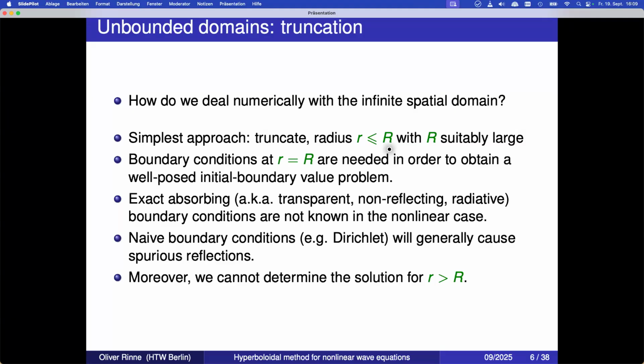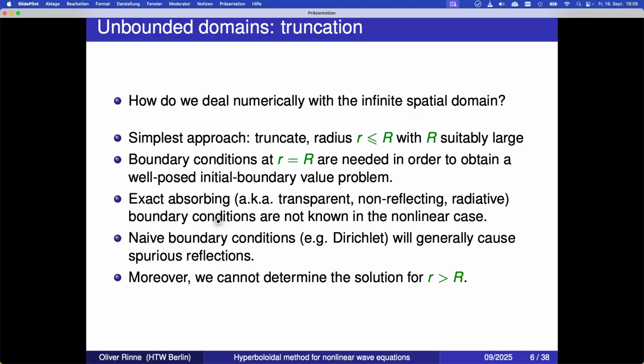And this is a kind of a difficult business because if you have a nonlinear equation, then you don't know what the correct boundary conditions should be. These exact absorbing boundary conditions, as they are called, also transparent or non-reflecting or radiative boundary conditions, they are only known in general for the linear wave equation, but not in the nonlinear case.